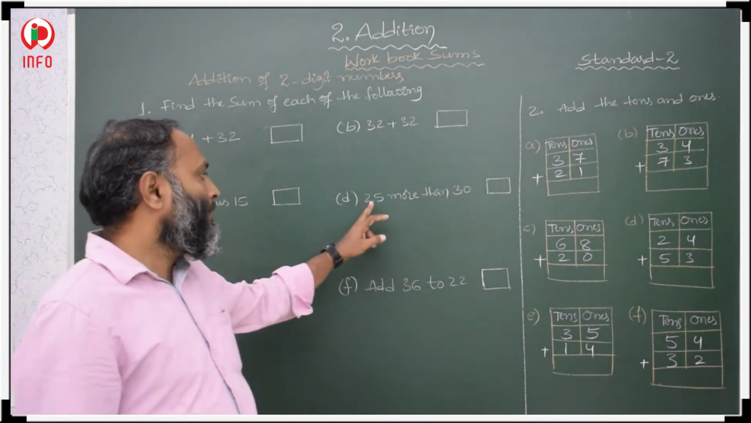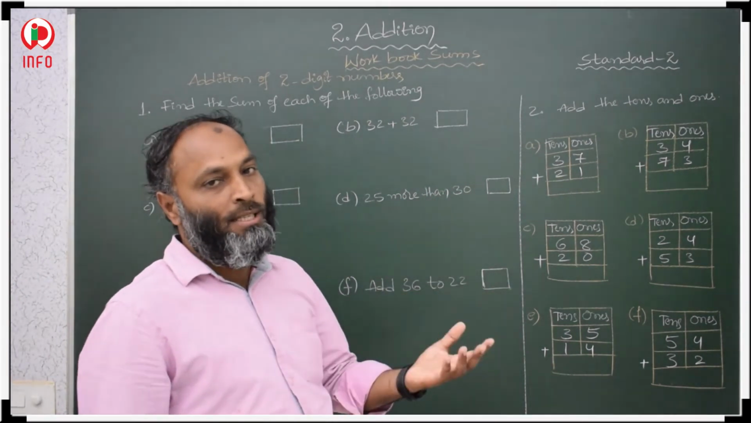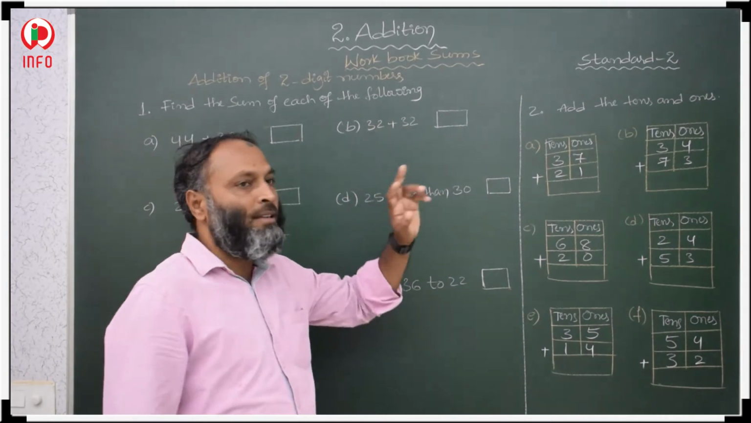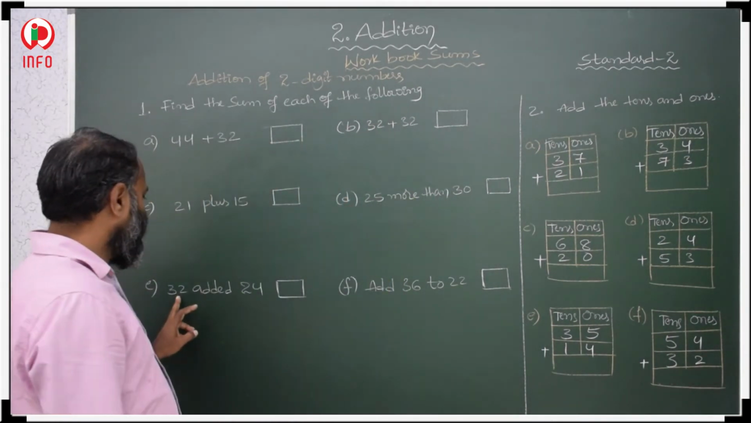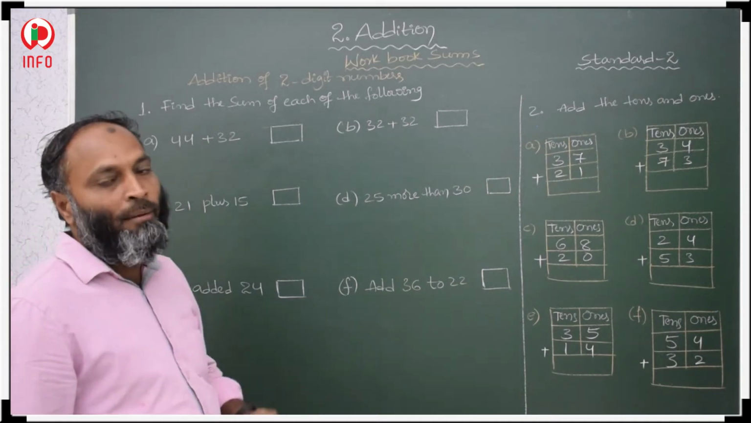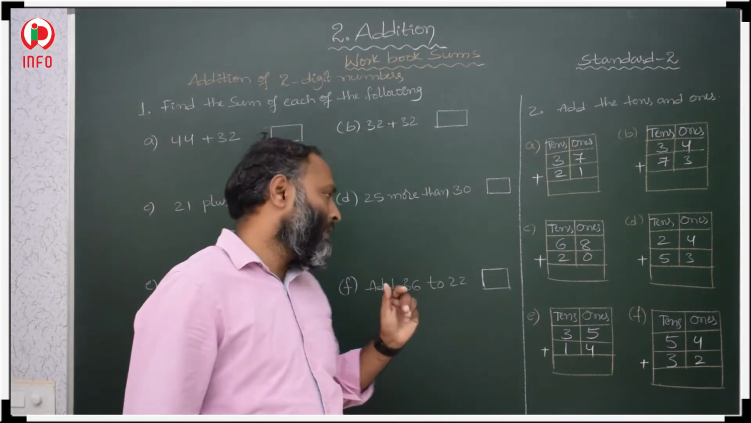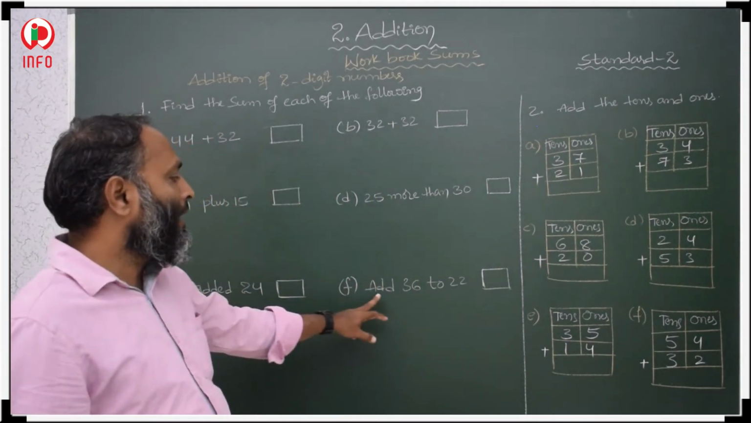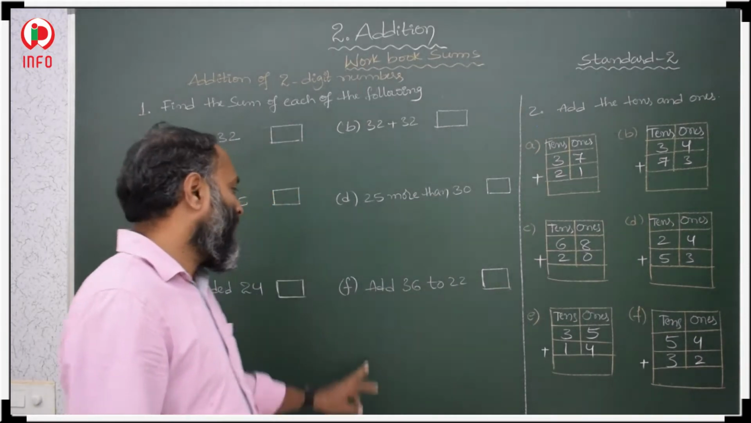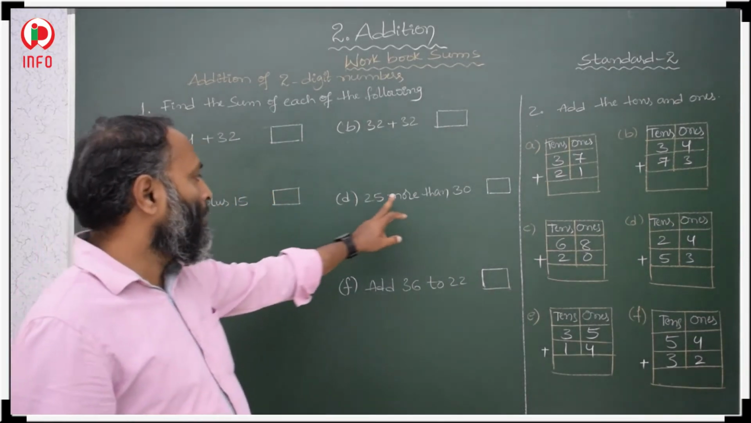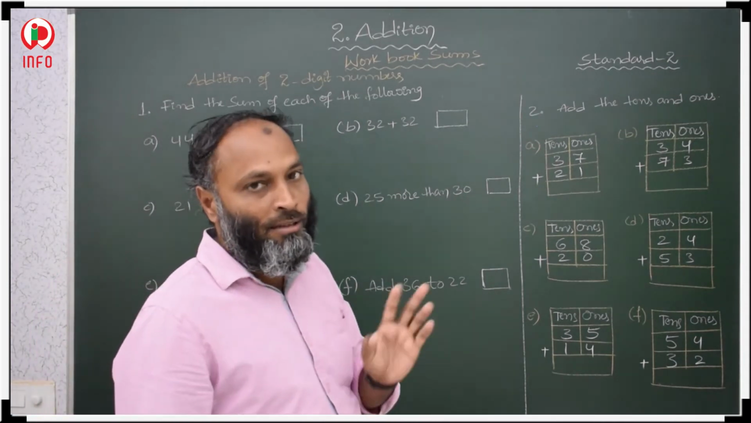So here, 25 more than 30. If more than is given, or plus, or the plus sign is given, whatever it is, that is addition only. Now, 32 is added to 24. Added means addition. So here also we add. Here, direct add, 36 to 22. Add, added, more than, plus, plus sign, whatever it is, we have to add only.